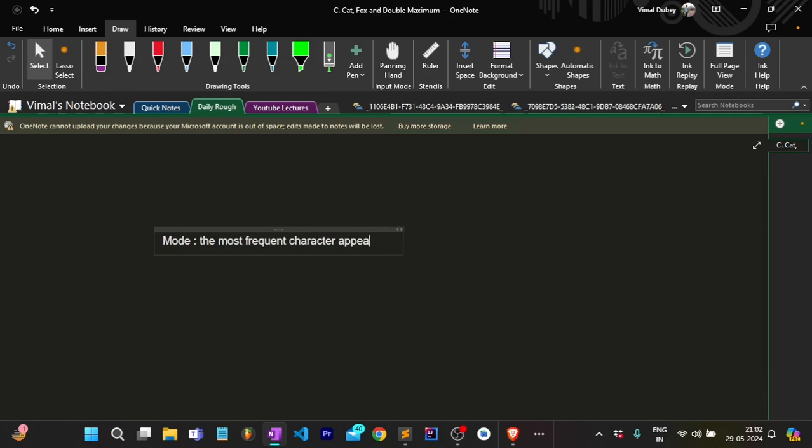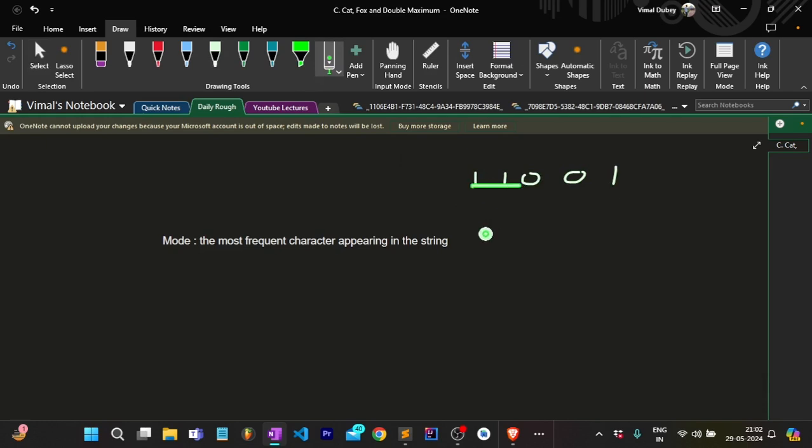I hope it is clear. Let's suppose the given string is 1 1 0 0 1. So which character is appearing the most number of times? That is 1. So 1 will become the mode. Now we will ask, okay, what if ones and zeros are appearing an equal number of times? So in this particular case, the number of modes will be 2 because there are two characters which are appearing the most number of times. I hope the concept of mode is clear.